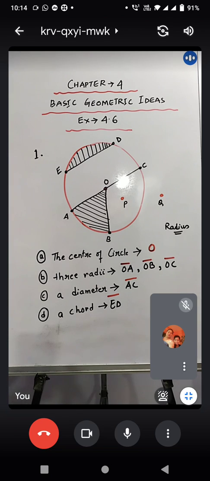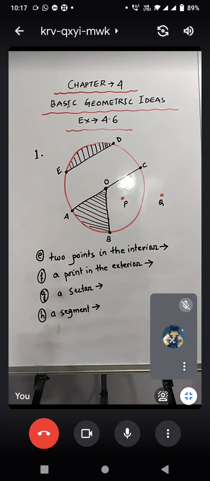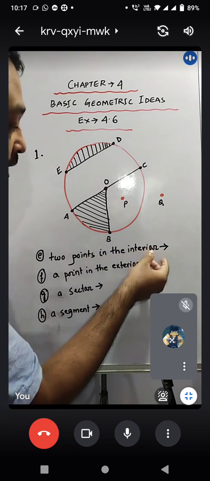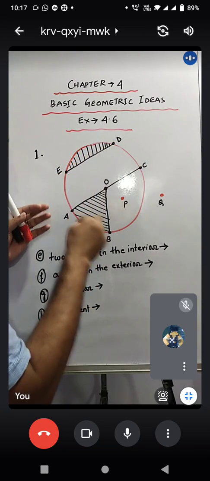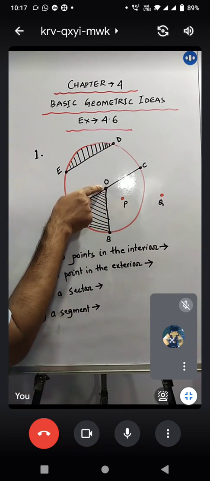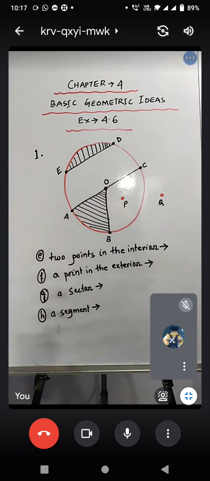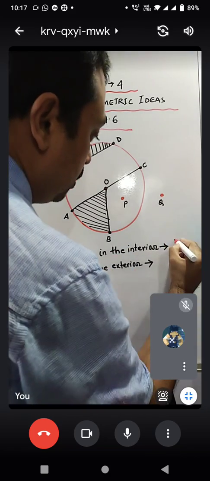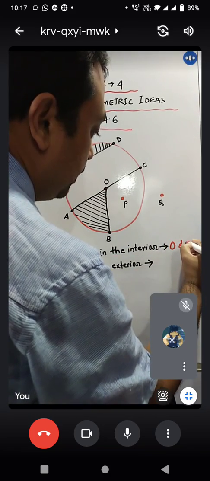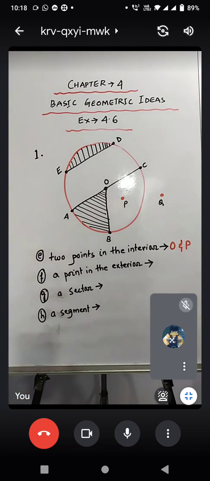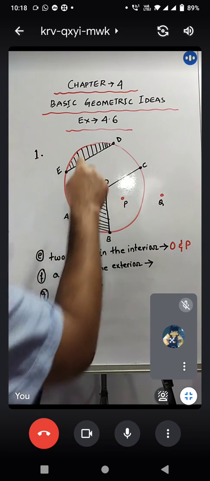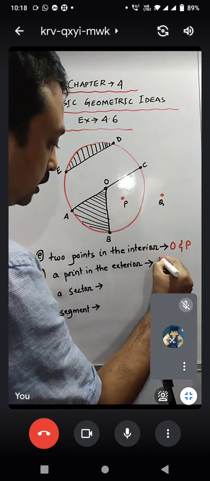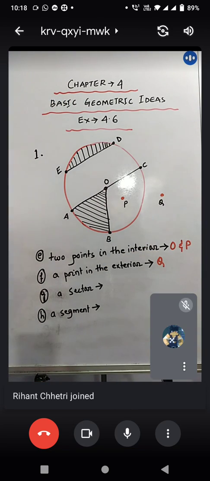Now let's do the next 4 questions of question number 1. So these are the next 4 questions, students. That is part E: 2 points in the interior. You have to name 2 points which are interior to the circle. That is, the center is a point and another point is point P. So how to write? O and P. These are the 2 points. Now a point in the exterior, that is outside the circle, not inside, that is point Q. Point Q is exterior to the circle.